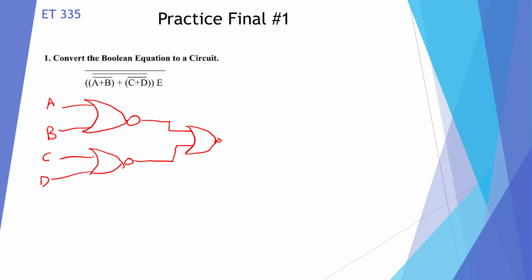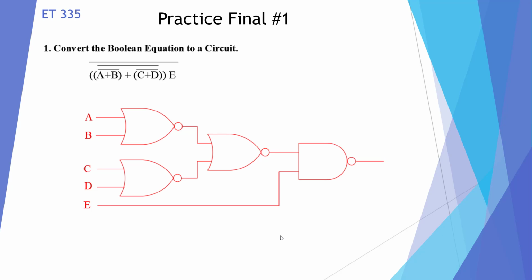Okay, so we got this, this, and this. And our last one is going to be an AND gate. Excuse me, a NAND gate because of the bar over the top. Good. Okay, this is a CAD example of our answer.